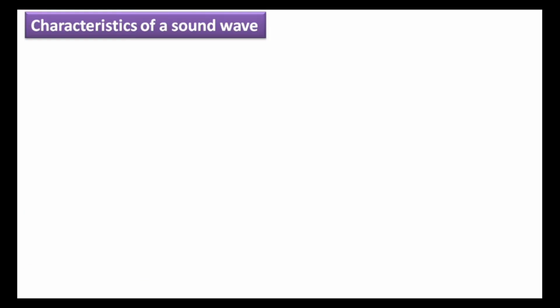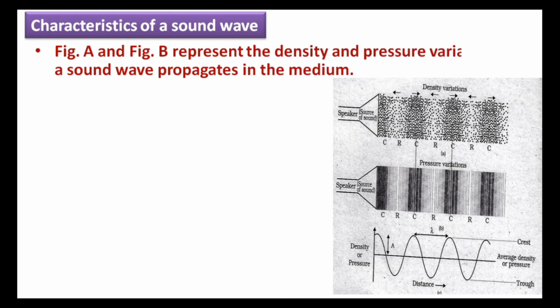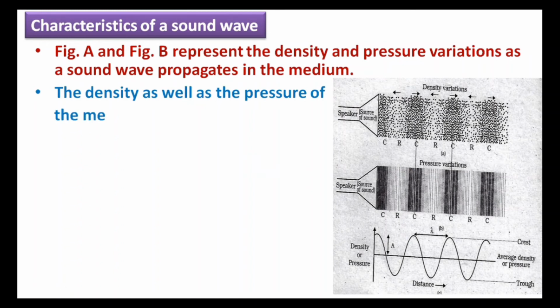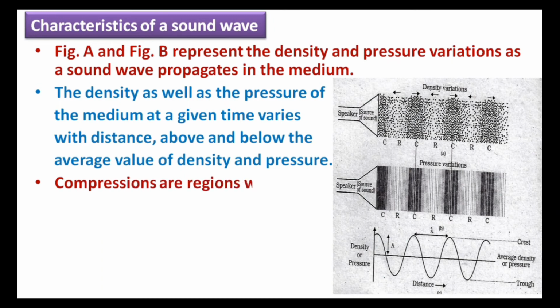Characteristics of a sound wave. Figure A and Figure B represent the density and pressure variation of a sound wave propagating in the medium. The density as well as the pressure of the medium at a given time varies with distance above and below the average value of density and pressure, as you can see in the figure below, figure B.